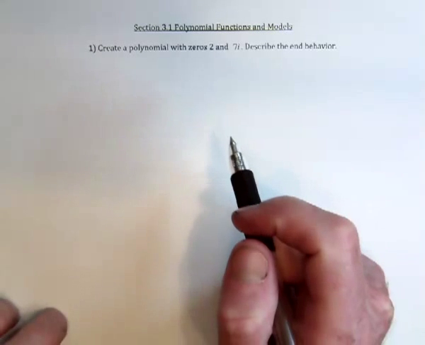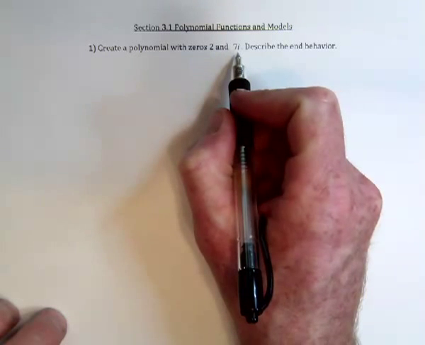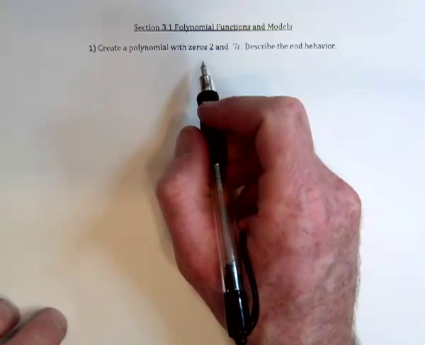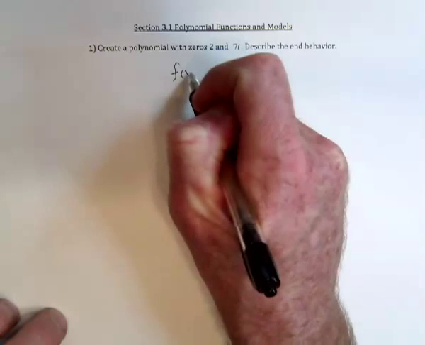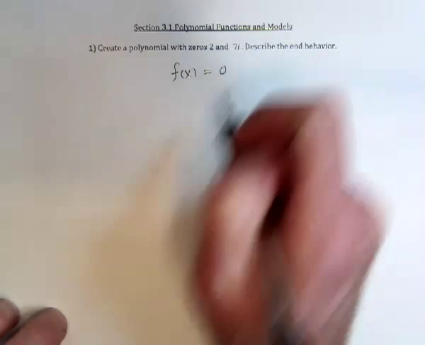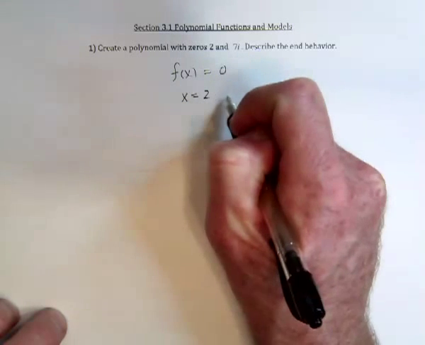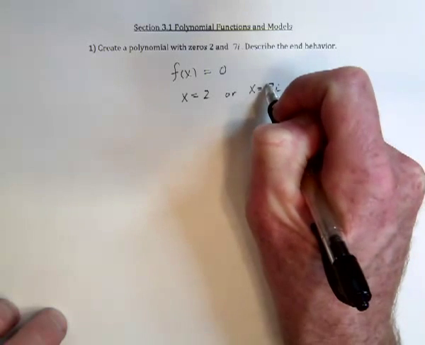So now we're going to create a polynomial that has zeros 2 and 7i. These can be called zeros or also roots, and it's where the function itself, when set equal to 0 and you solve for x, you get that x is equal to 2 or x is equal to 7i.